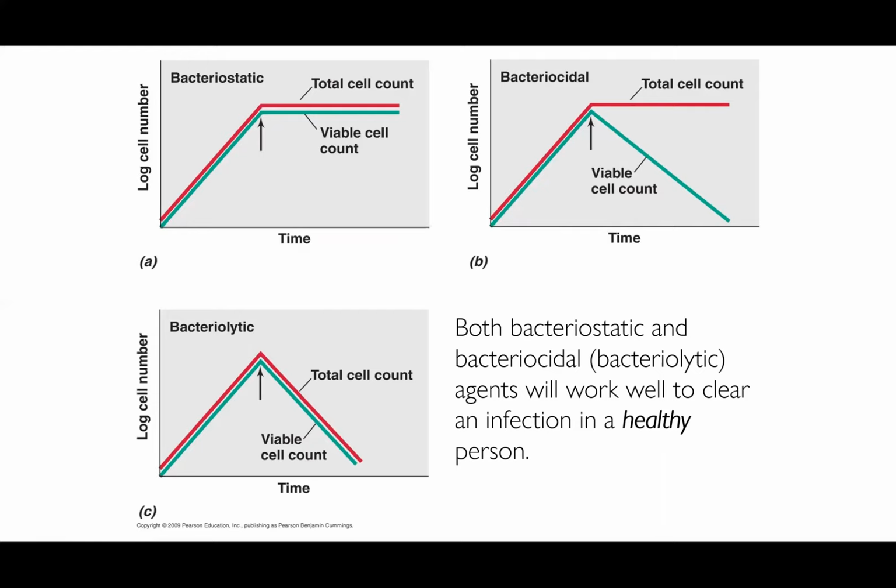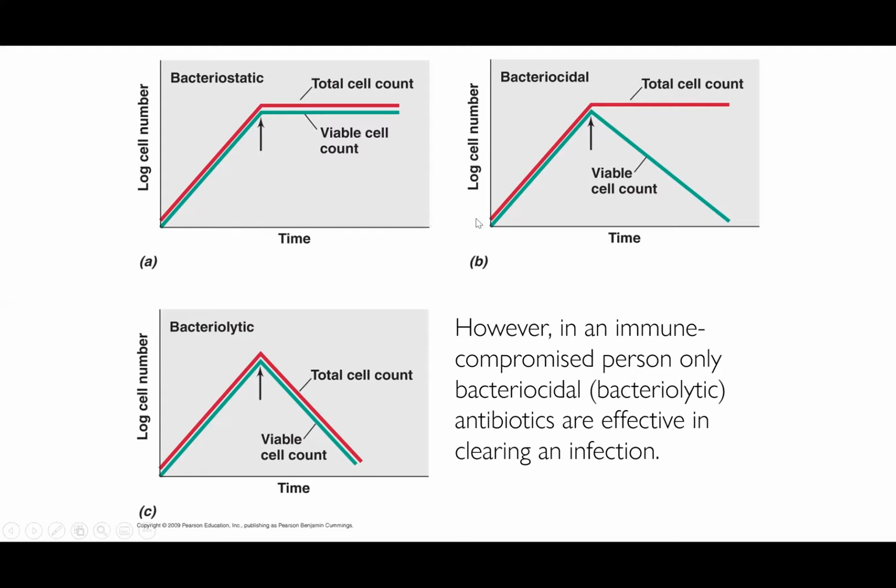But ultimately, both of these types of antibiotics work by helping clear an infection, but they do it in very different ways. A bacteriostatic antibiotic or compound keeps the amount of bacteria the same, but prevents them from growing and expanding in meaningful numbers. With bactericidal antibiotics or compounds, the total cell count remains high, and again, this is determined by microscopy. However, the number of viable cells, as you can see, drops dramatically over time. So basically, we're just killing off populations of bacteria.